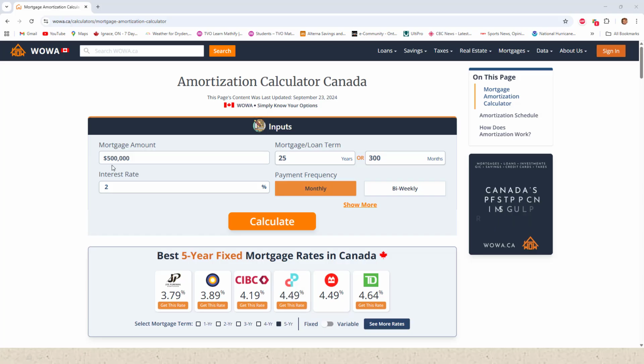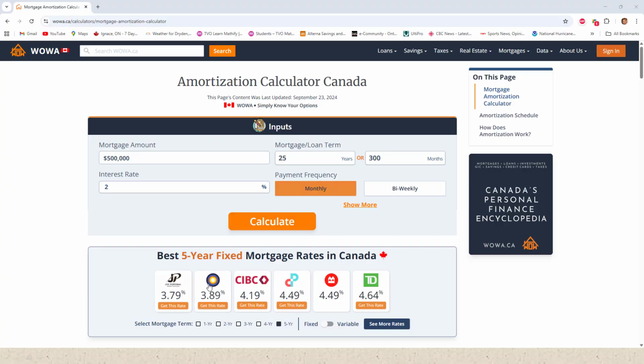This is the default. When you start this up, it has $500,000 here, a 2% interest rate, for 25 years or 300 months, so it actually shows you both. I'm going to do most of this monthly, but you could also change to bi-weekly. If you have a job where you get paid every 2 weeks, then you may as well do bi-weekly, because that's the same frequency as how you're being paid. If you're paid every month, then maybe the monthly payment is best.